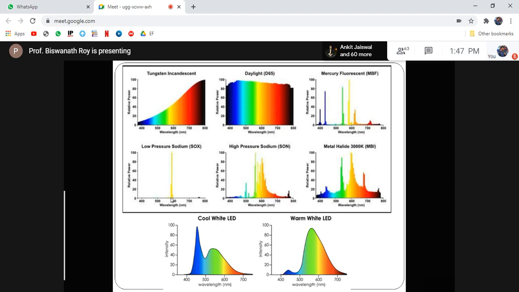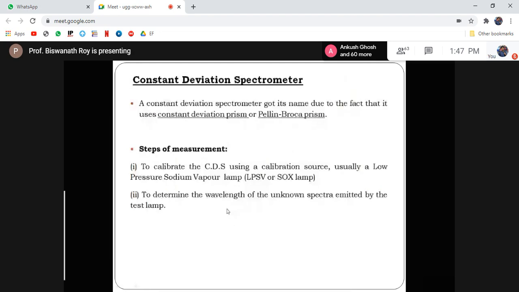So since the wavelength of radiation is known, the first step is the calibration, and second step, with the calibrated constant deviation spectrometer, we can find out the error. That Sangita madam will discuss. And then we can proceed to measure the wavelength of the different color emitted by different test lamp.